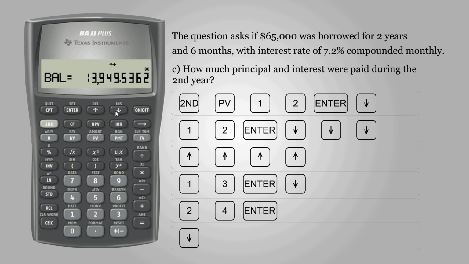Press the downward arrow again. The principal paid is represented by PRN. Press the downward arrow. And finally, the interest paid is represented by INT.